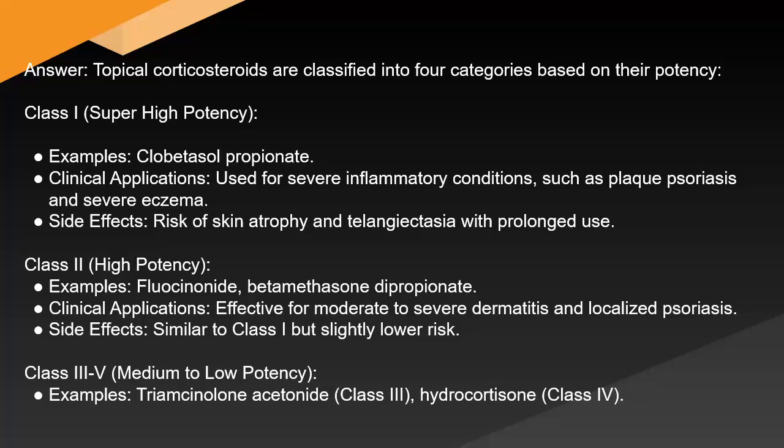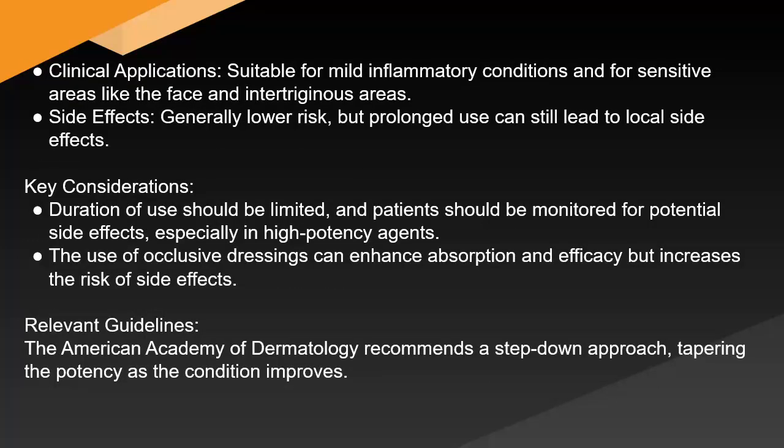Class II, high potency. Examples: fluocinonide, betamethasone dipropionate. Clinical applications: effective for moderate to severe dermatitis and localized psoriasis. Side effects: similar to Class I but slightly lower risk. Class III and IV, medium to low potency. Examples: triamcinolone acetonide, hydrocortisone. Clinical applications: suitable for mild inflammatory conditions and for sensitive areas like the face and intertriginous areas. Side effects: generally low risk, but prolonged use can still lead to local side effects.